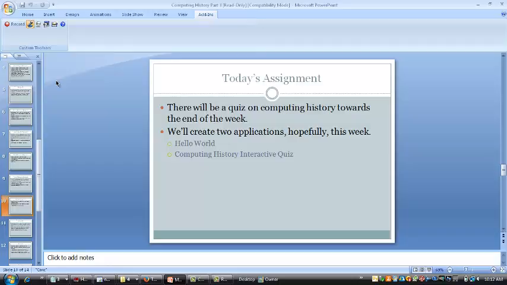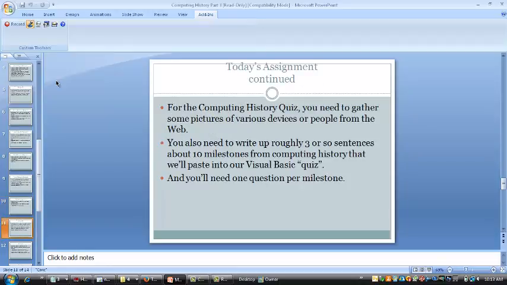So what we're going to do is we're going to have a quiz toward the end of the week on all the material that we've talked about for computing history. We're going to create 2 applications, Hello World and an interactive computing history quiz. And so for today, what you're going to do is start gathering the information you're going to need to put into Visual Basic to provide pictures and text and all this good information for the people that are going to press the various command buttons we're going to put on your little form.